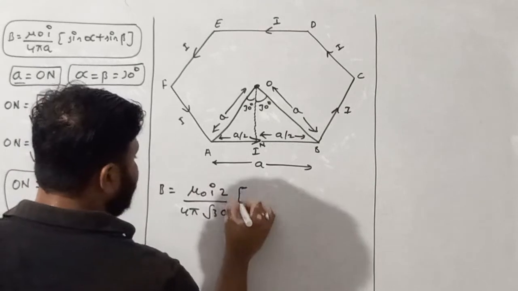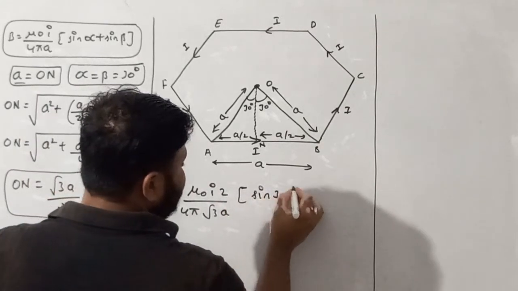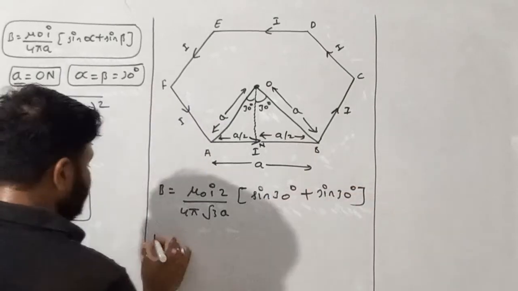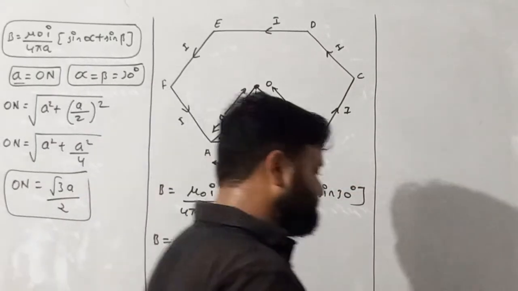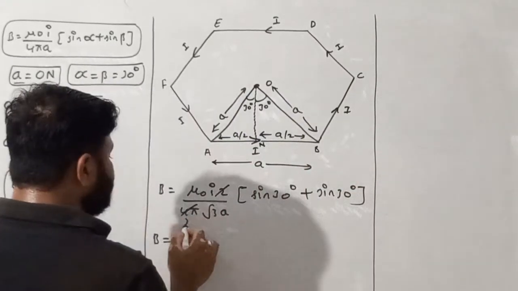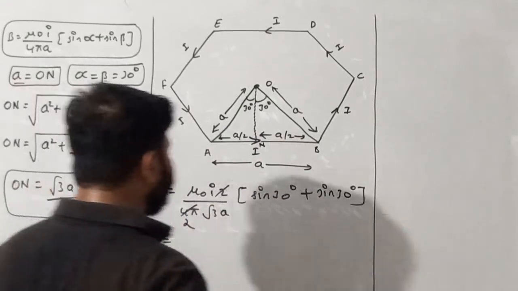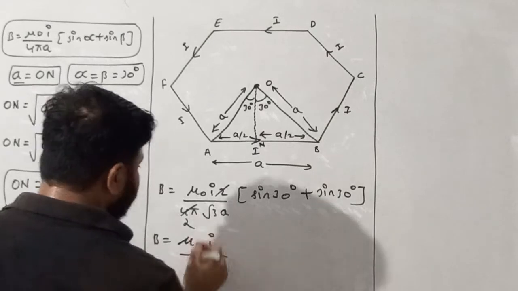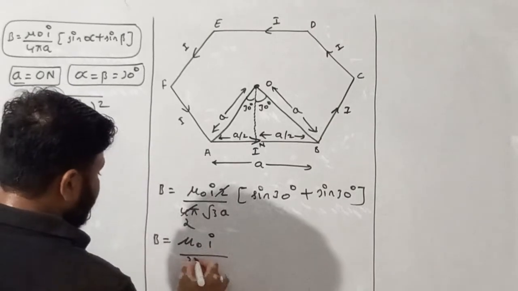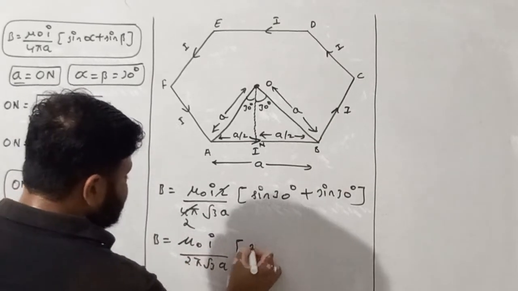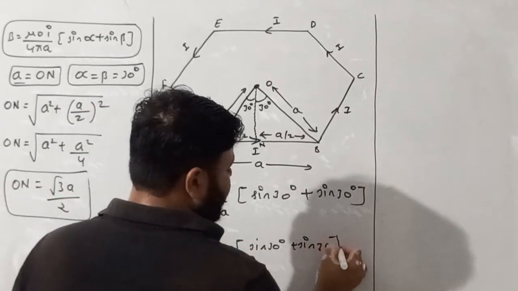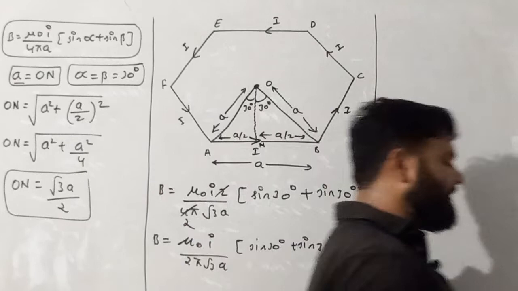So 2 comes upside. Now sin alpha, that is sin 30, plus sin beta, again it is also sin 30. So 2 2s are 4, so 2 get cancelled and it is now mu naught I by 2 pi root 3a, sin 30 plus sin 30. Now put the value of sin 30, my dear student.